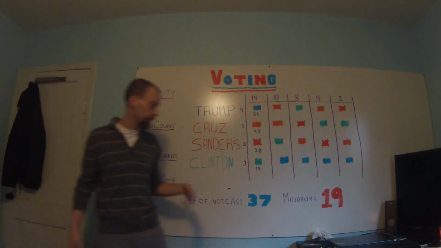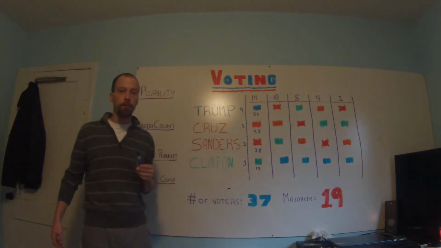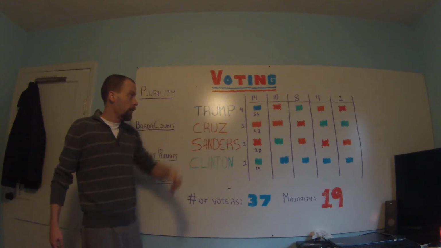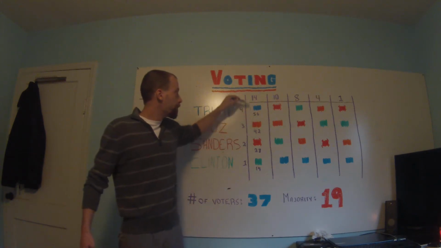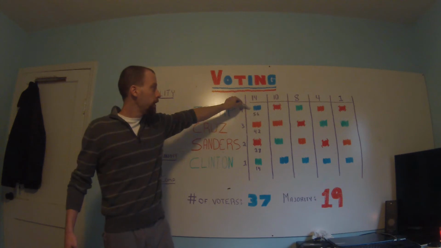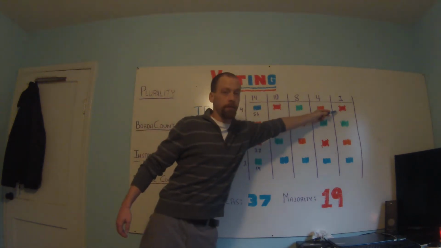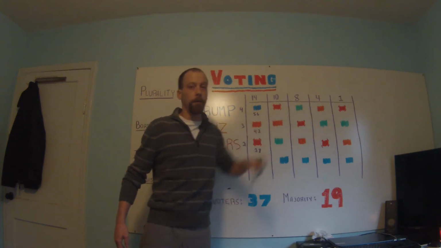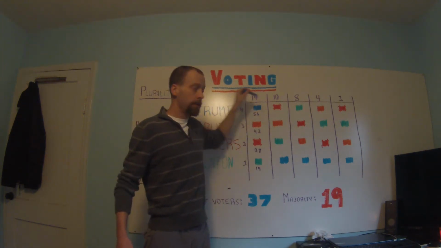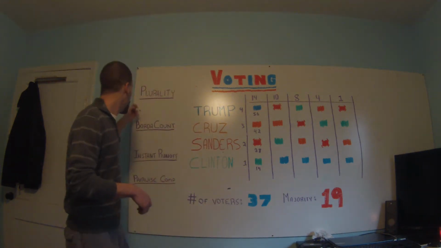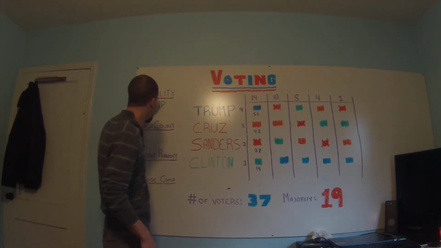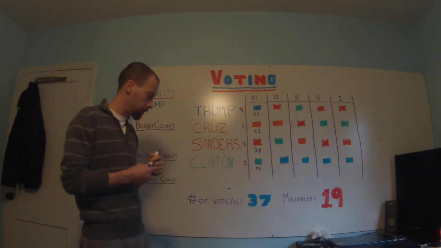And the plurality method of voting is whoever gets the most first place votes wins. So if we look at our schedule over here, 14 people wanted Trump in first place, 11 people wanted Sanders in first place, 8 people wanted Clinton, and 4 people wanted Cruz. So with the method that the caucus uses, Trump wins that caucus. He had the most first place votes.